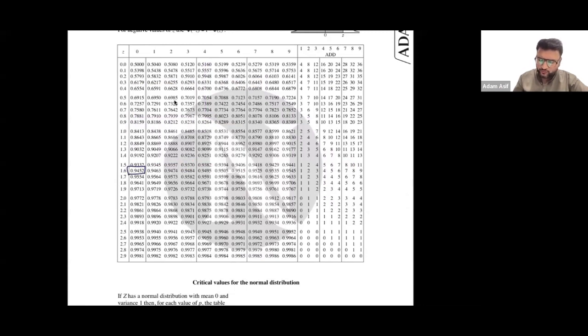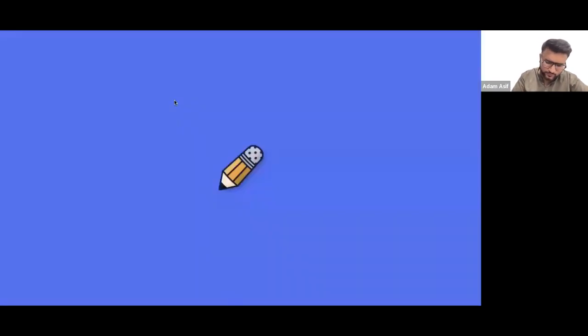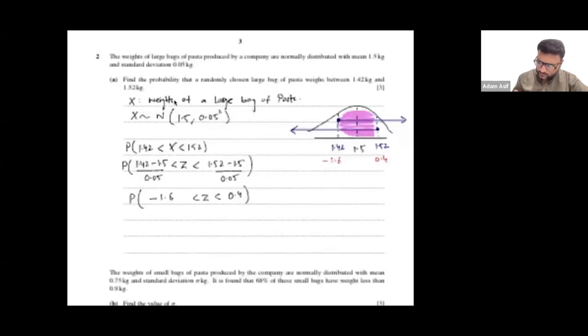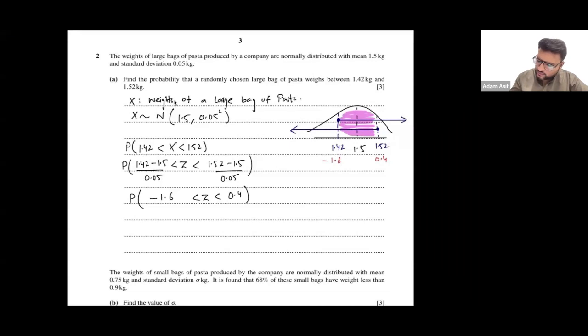0.4 is 0.6554 and 1.6 is 0.9452. So the body area at 0.4 is 0.6554 and the body area at 1.6 was 0.9452.